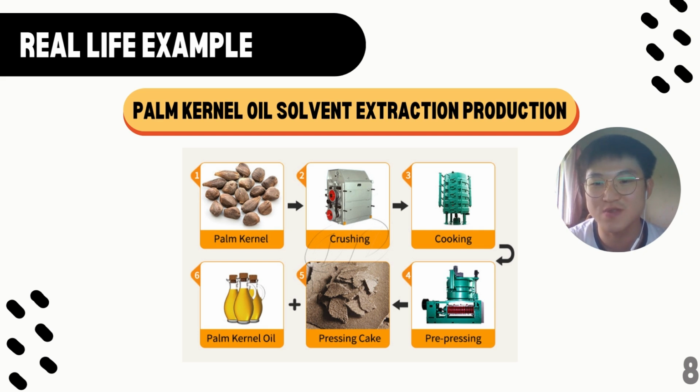Secondly is the palm kernel oil solvent extraction production. The mechanical extraction of palm kernel oil is a sequential process that begins with the crushing of raw palm kernels to increase their surface area, followed by cooking or steaming the fragments to rupture oil-bearing cells to reduce oil viscosity. The conditioned material then undergoes repressing in a mechanical expeller where intense pressure separates the liquid from the solid. This results in two distinct products: a nutrient-rich pressing cake used for animal feed and the extracted palm kernel oil, which is then filtered for various industrial and culinary uses.